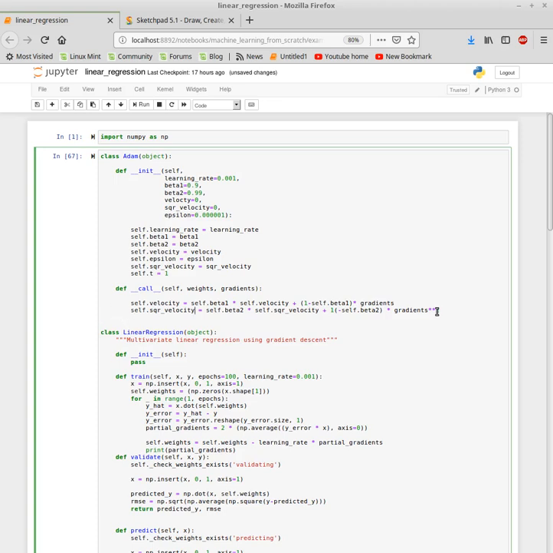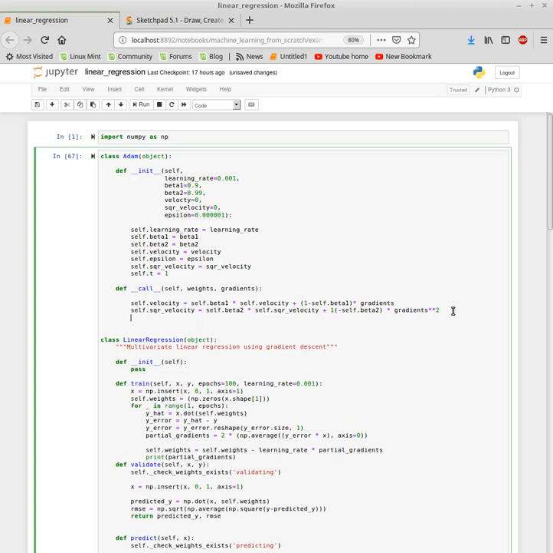The square velocity takes beta 2 times the past square velocity plus 1 minus beta 2, similar to before, times the squared gradient. Here we use 0.99, so it uses the previous values very heavily, and only 0.01 uses the current gradient for the second.